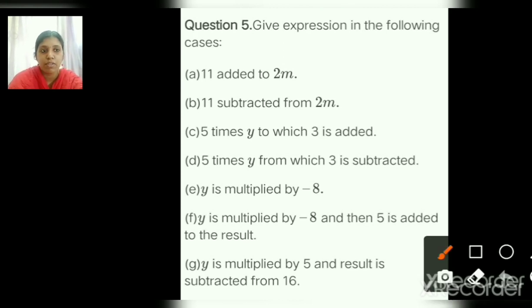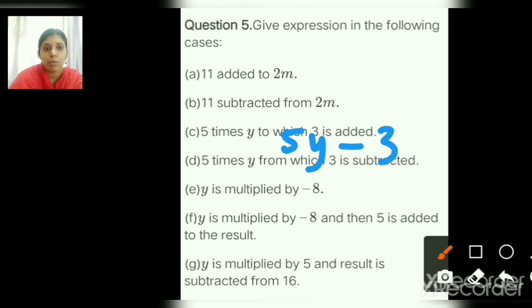Next one, 5 times y from which 3 is subtracted. Here also the same thing, 5 times y is 5y, from which 3 is subtracted. So minus sign. What is subtracted? 3 is subtracted. So 5y minus 3. Clear?